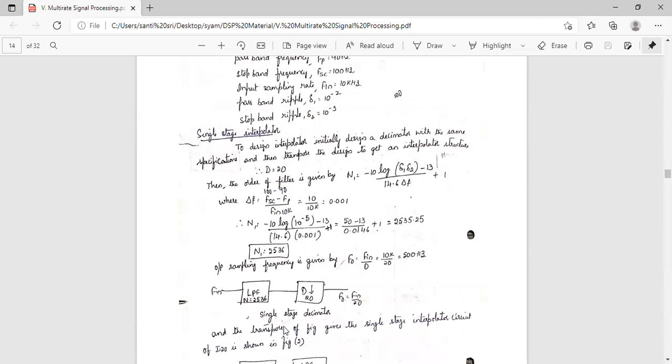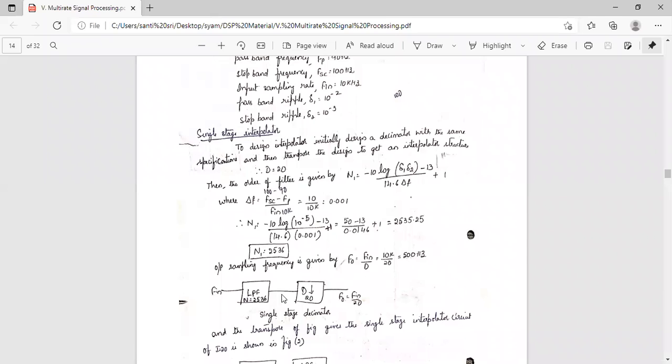Next, the output sampling frequency is given by the formula F0 equal to Fin by D. What is Fin? Fin is nothing but the input sampling rate, that is 10 kilohertz, and D is 20. So 10k by 20, that is 500 Hz.